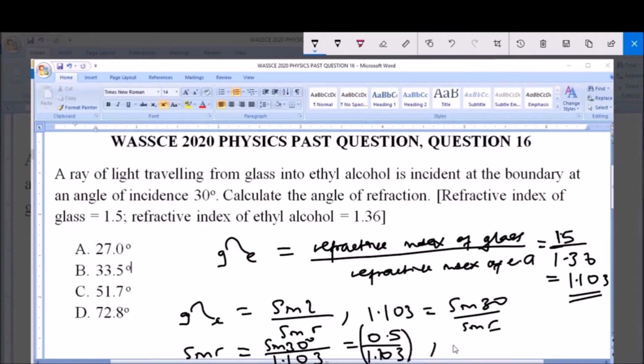So r is equal to sine inverse of 0.5 all over 1.103, and this will give us 27 degrees. That's approximately 27 degrees. Now when you take the sine inverse of 0.5 all over 1.103 in your calculator, you get 26.9 something. And so approximately that is 27.0 degrees. And that is option A, 27 degrees.